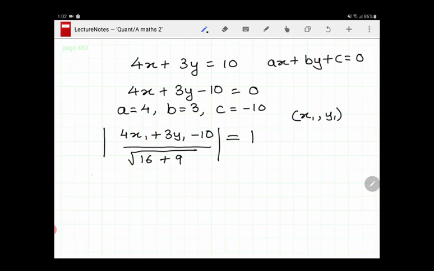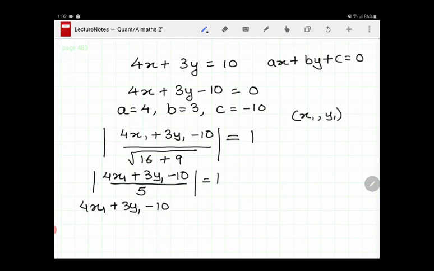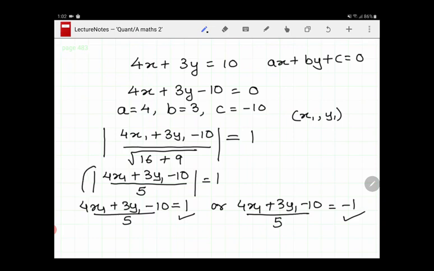So first we can write the modulus of 4x1 plus 3y1 minus 10 divided by root of 25, that is 5, is equal to 1. So (4x1 plus 3y1 minus 10) upon 5 is equal to 1, or (4x1 plus 3y1 minus 10) upon 5 is equal to minus 1. Why did we take positive and negative values? Because of this modulus function. When you open the modulus, you have to equate it to both plus and minus 1.